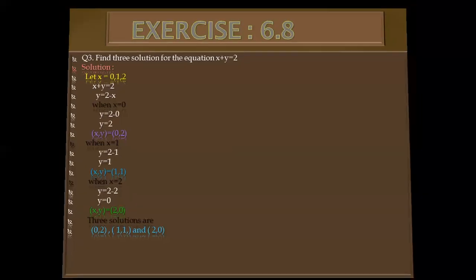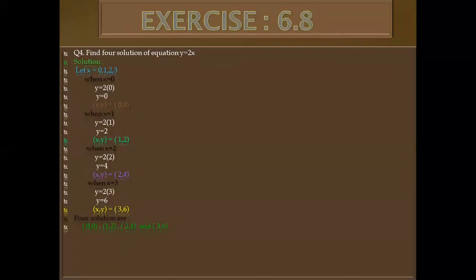Same in question 4. Find the four solutions. So in this question, I take the values 0, 1, 2, 3. Four solutions and we take the values 0, 1, 2, 3. Y is equal to 2x.